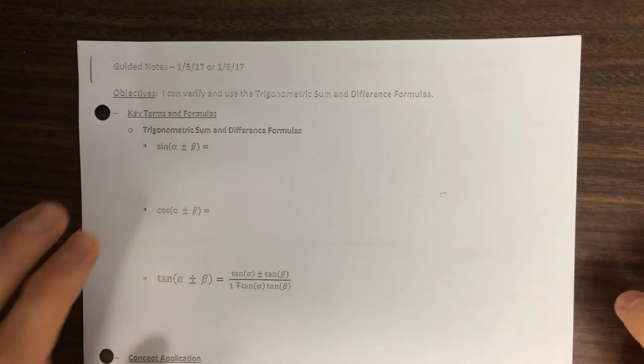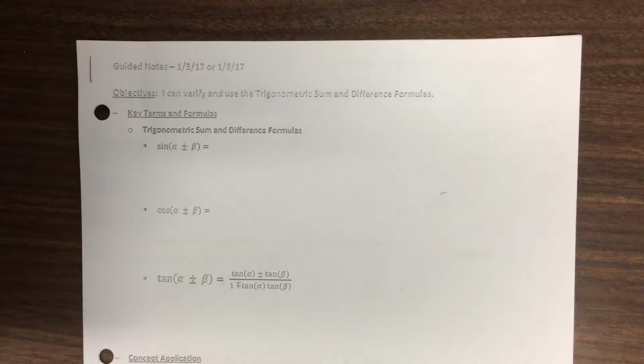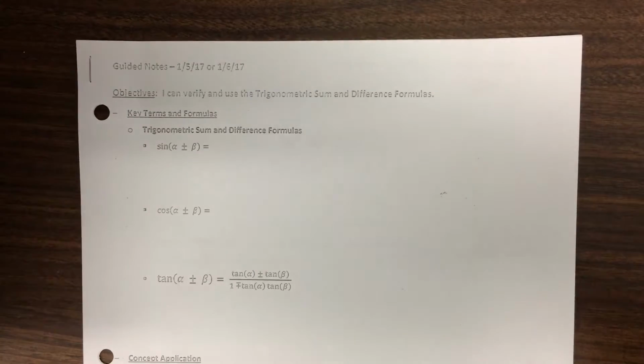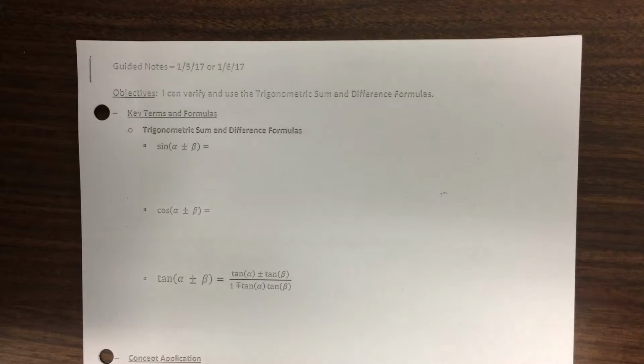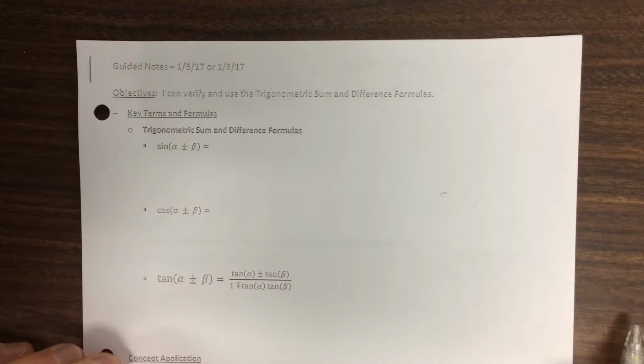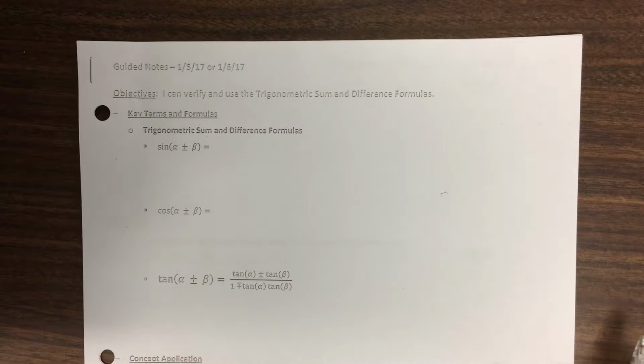These notes are the first ones of the 2017 calendar year. If you are an A day, this is January 5th. If you are on B day, 1B, this would be January 6th. However, if you're 3B or 4B, due to the snow day that we had to leave out early, this would be January 10th.